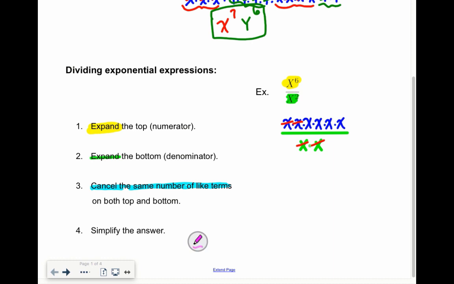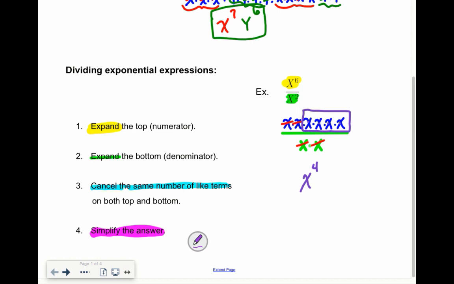And the last step says to simplify your answer. So once you have everything canceled out, look at what's left over in your answer. If I look at what's left over, you have just this, which you can write as 1, 2, 3, 4. So you could write that as x to the 4th. When you are in simplified form, you should not have an x on both top and bottom, in the numerator and in the denominator. It should be just 1x, 1y, 1z left over.